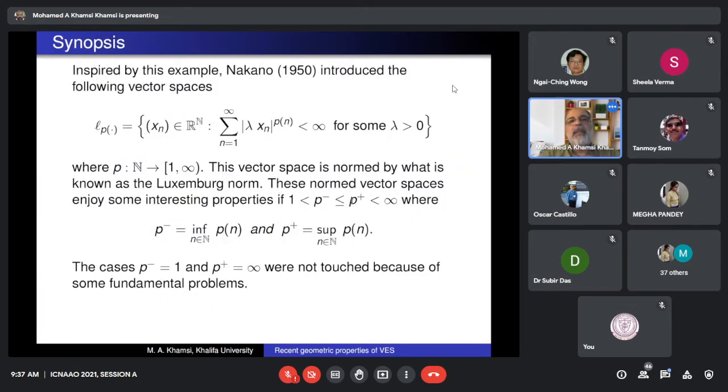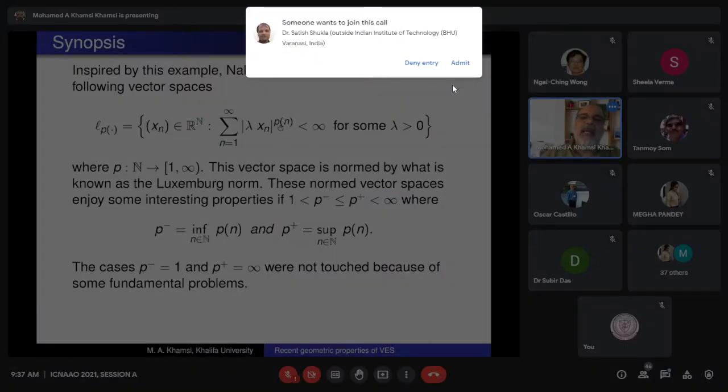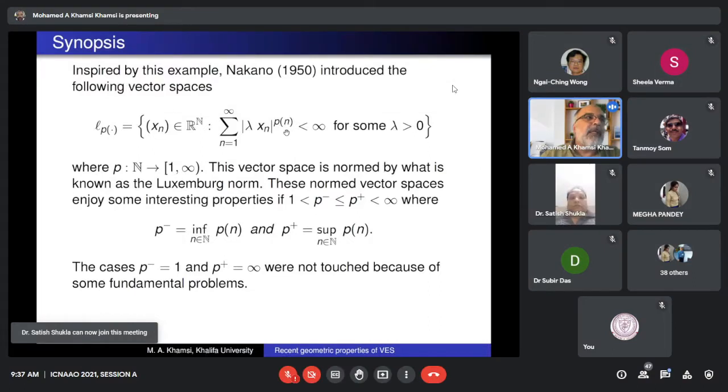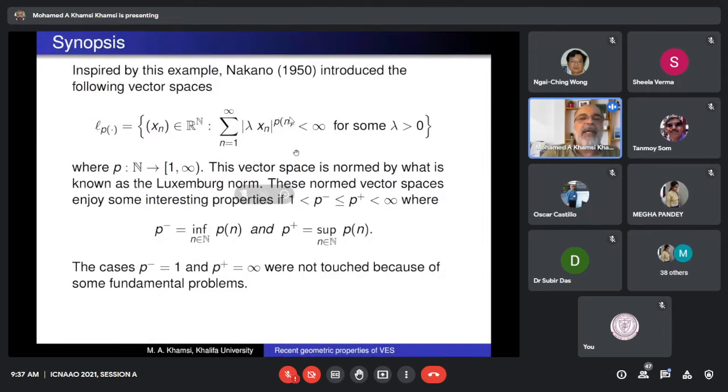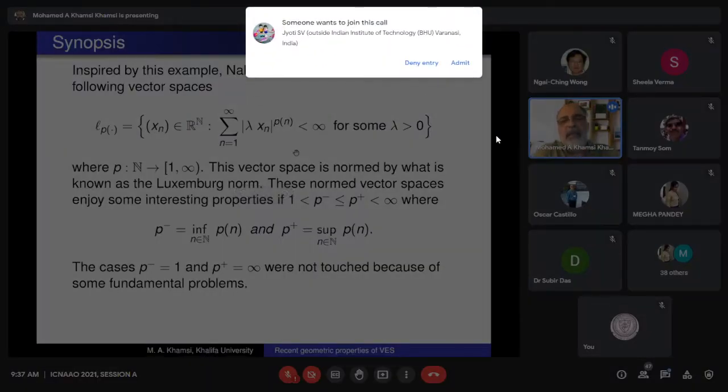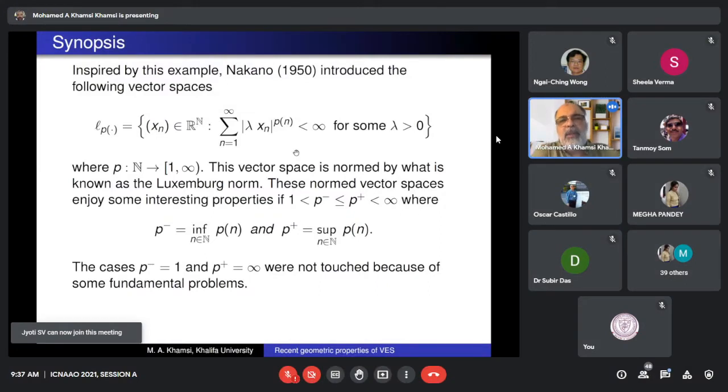And he came up with these vector spaces. As you can see here, he replaced n plus 1 by p_n, or in the original article, n by p(n). Now you have this p(n), and you can assume that it is bigger than or equal to 1, because you want to have a vector space, and in the sense of topological structure, you don't want p less than 1. I don't want to talk about that right now. Let's just stick to what Nakano was doing.